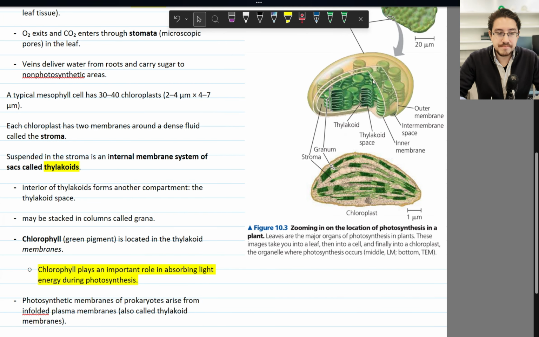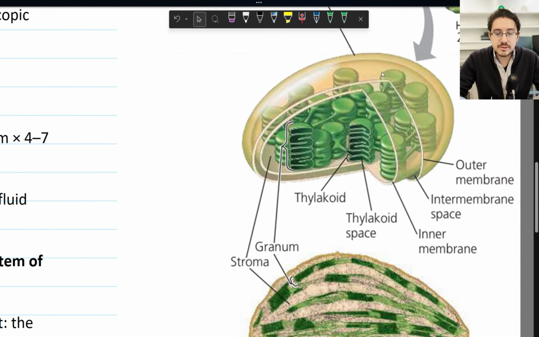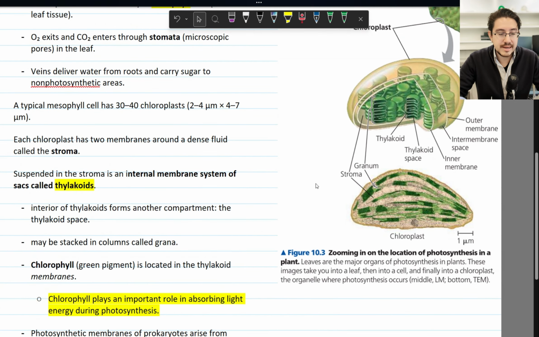It's an internal membrane system. Let me zoom in to these little diagrams here. You have your outer membrane and the inner membrane. In between these two, of course, you have the intermembrane space. Within the inner membrane, you have the fluid stroma, and it houses another kind of structure, the thylakoid. These little flattened pancakes, or sacs, can be stacked together, and when they're stacked together, they're referred to as grana, or granum for one stack.